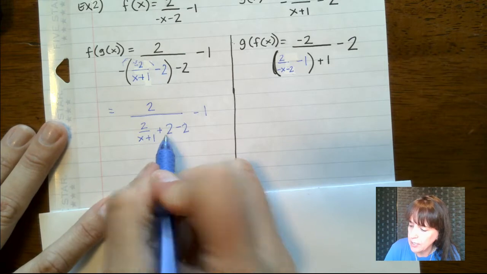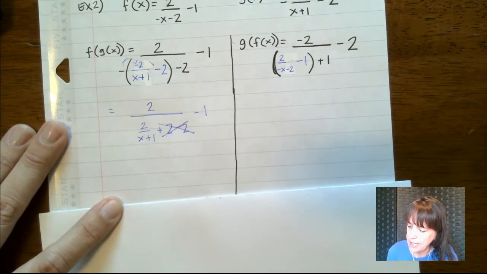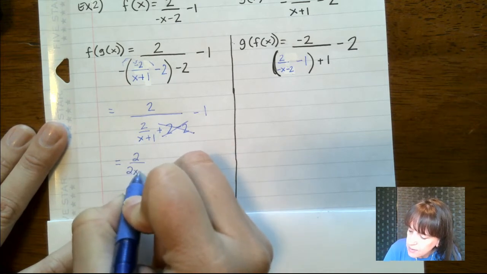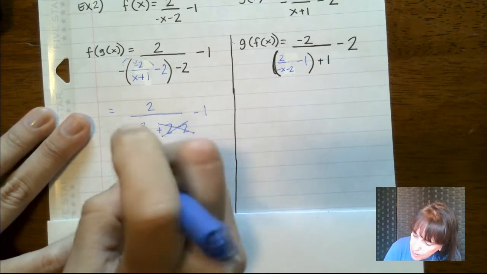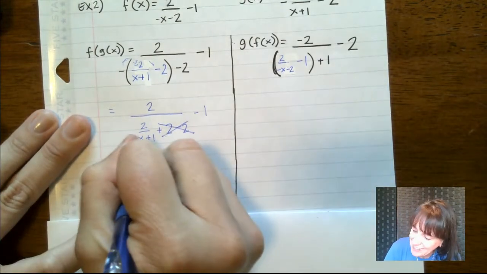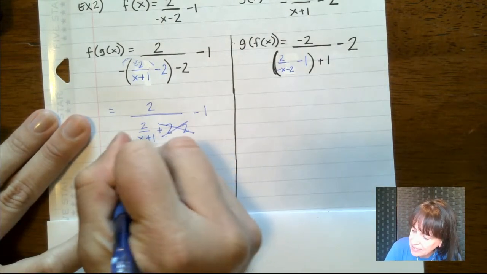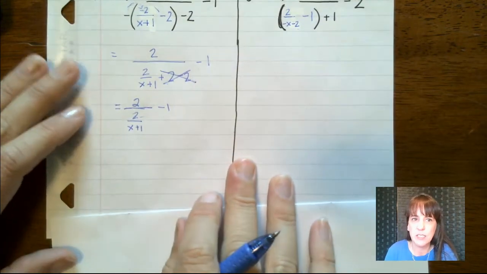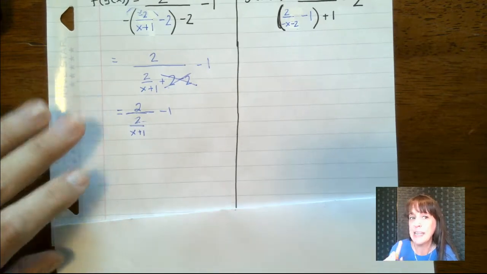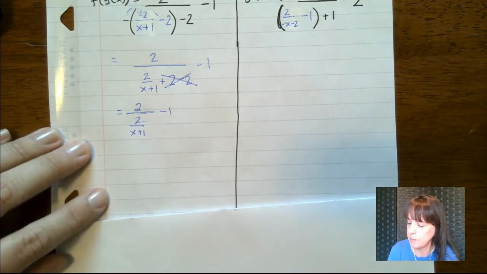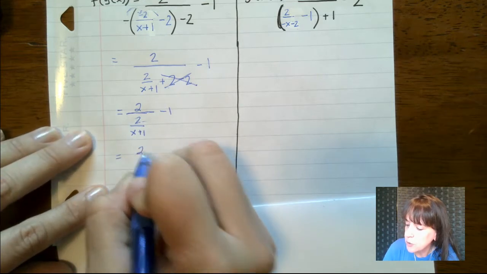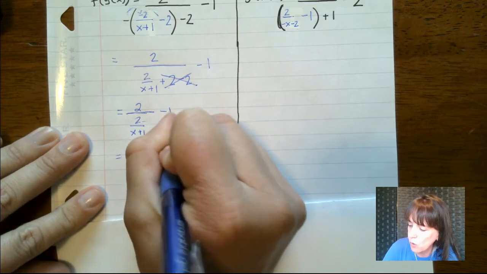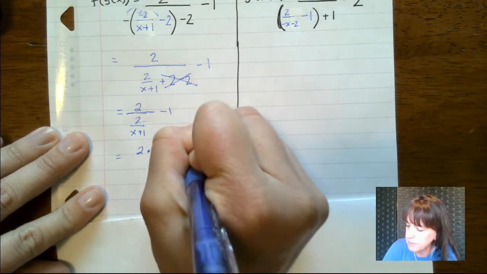If you take a look here, this can cancel out. So I have 2 over x plus 1, all that minus 1. So you'll see that I have a complex fraction here. What we can do is turn that into a division problem, except we never divide fractions, we multiply by the reciprocal. So what I'm going to say here is 2 times the reciprocal of this denominator here, x plus 1 divided by 2, all of that minus 1.